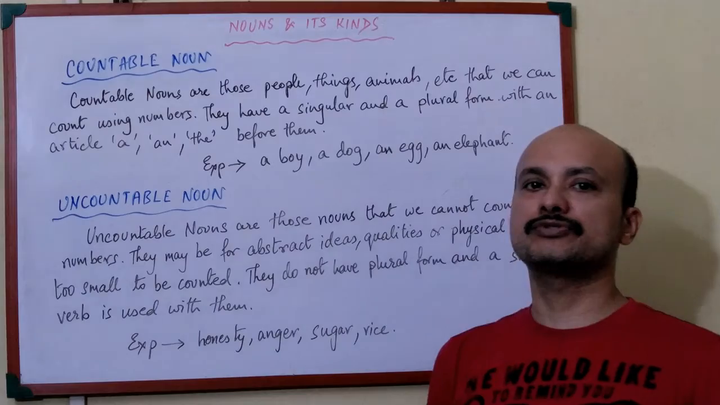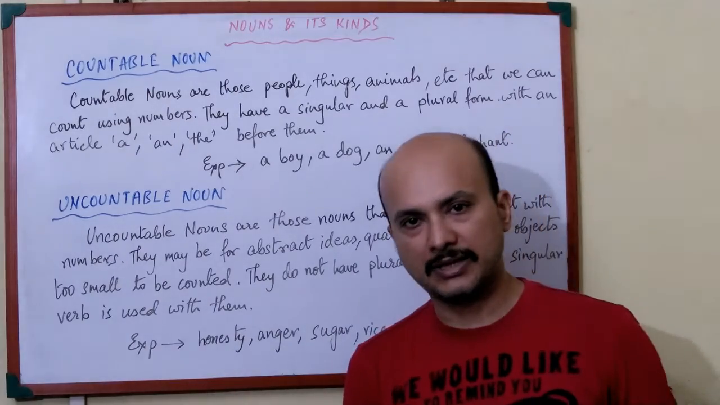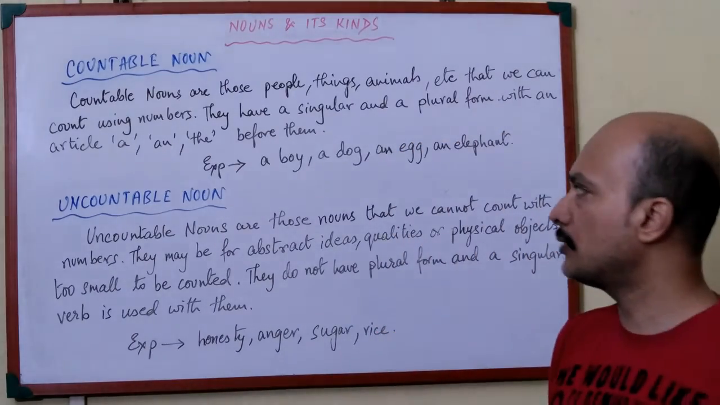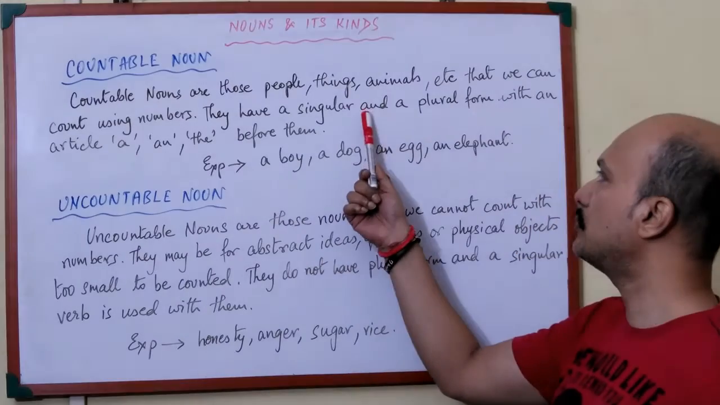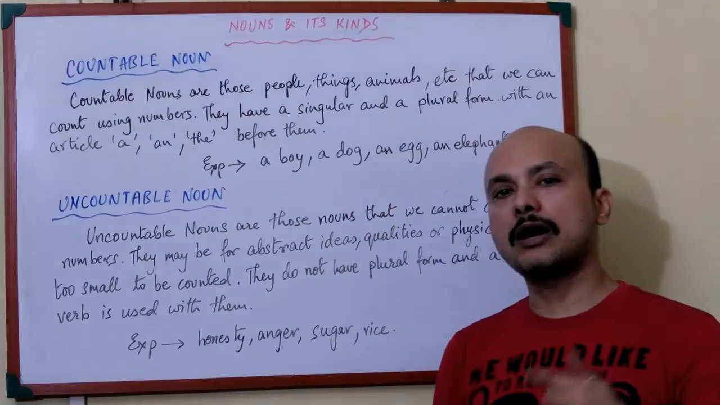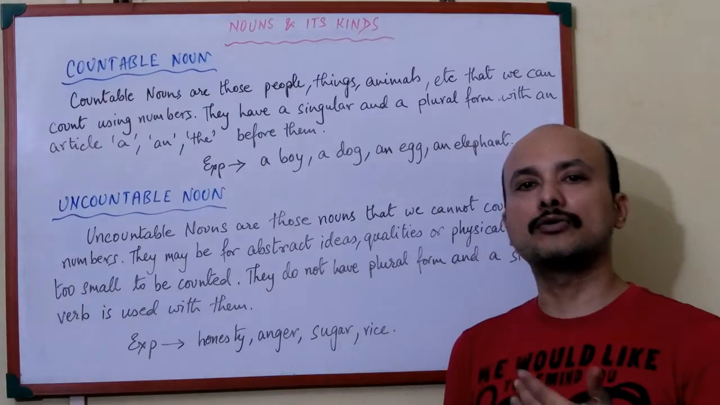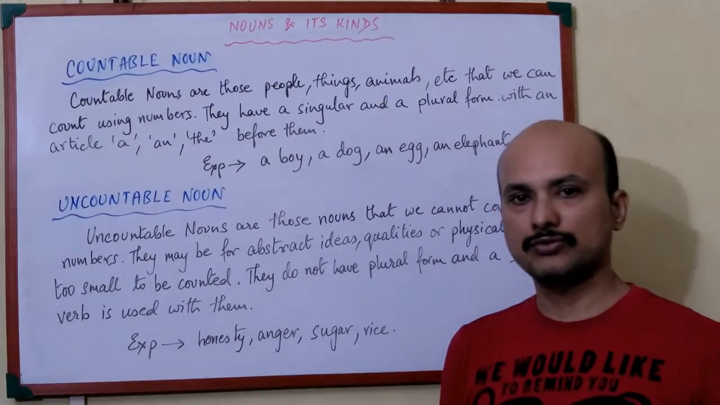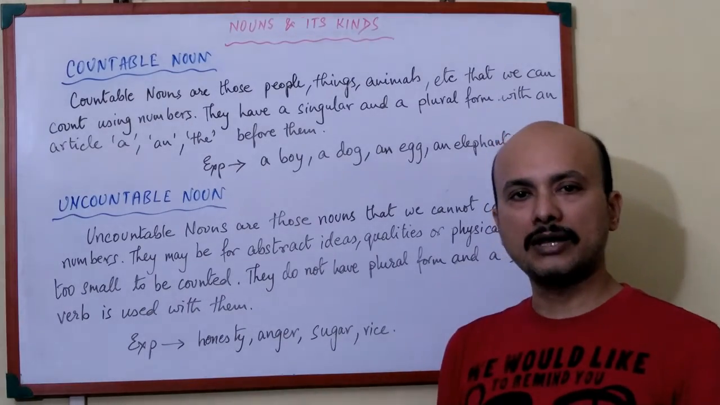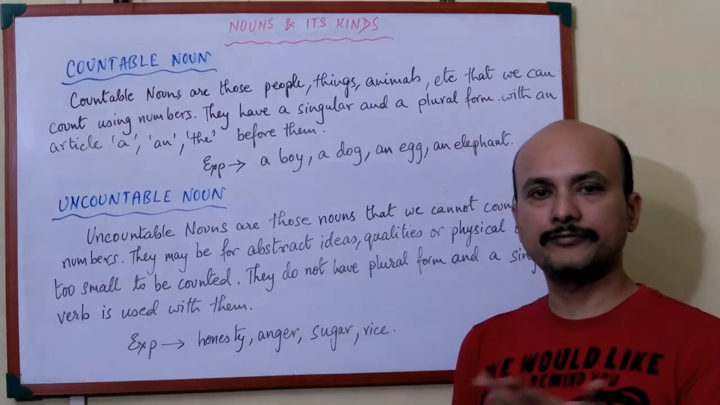That means we can count them using 1, 2, 3, 4. We can count them like this. These are countable nouns. They have a singular and a plural form. You can count them in the singular, you can count them in the plural. I think you know singular and plural. That is, if you count 1 and you can count 2, 3, 4, 5.